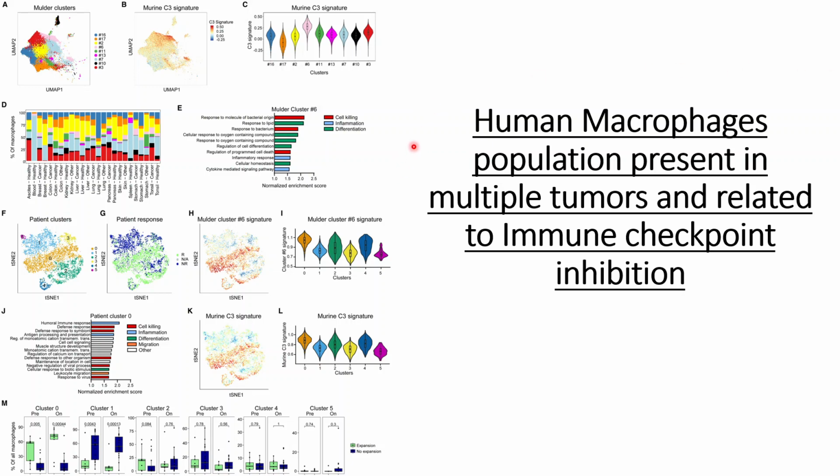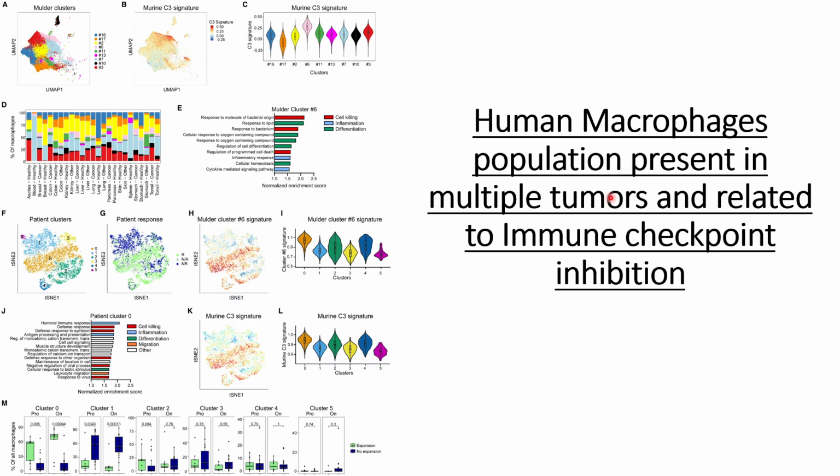In this video, we will discuss human macrophage populations present in multiple tumors and related to the immune checkpoint inhibitions. In the previous video, we understood that late-stage activation of the macrophage populations is related to the macrophage populations found in patients who are treated with immune checkpoint inhibitions or immune checkpoint therapy. So they wanted to see whether those late-stage macrophage populations are present in multiple tumors or not.